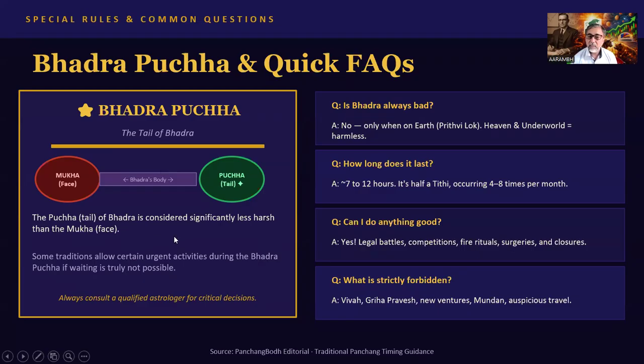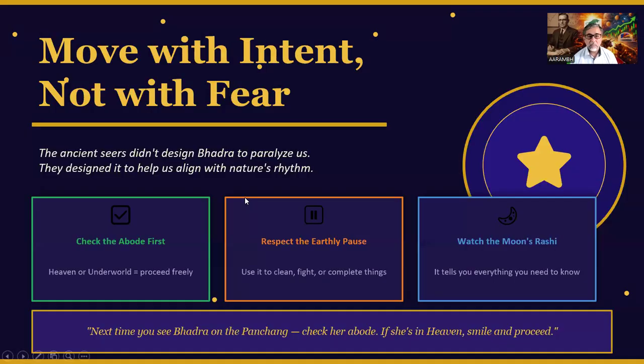Is Bhadra always bad? No, only when on earth; in heaven and underworld it is harmless. How long does it last? Seven to twelve hours. It's half a tithi, occurring four to eight times per month. Can I do anything good? Yes: legal battles, competitions, fire rituals, surgeries, and closure. What is strictly forbidden? Vivaha, Griha Pravesh, new ventures, Mundan, auspicious travel. So, these are all about Bhadra.